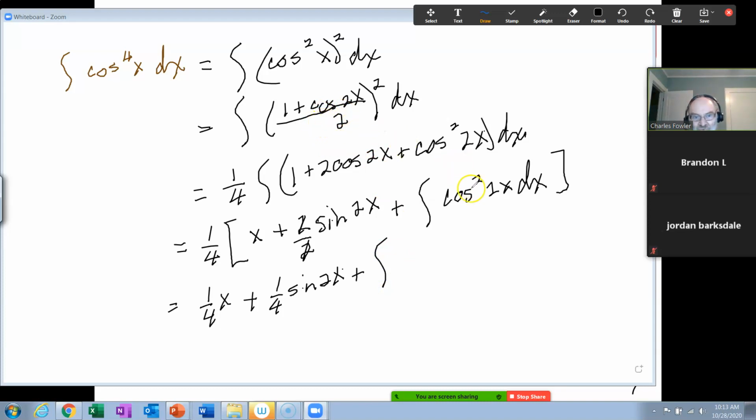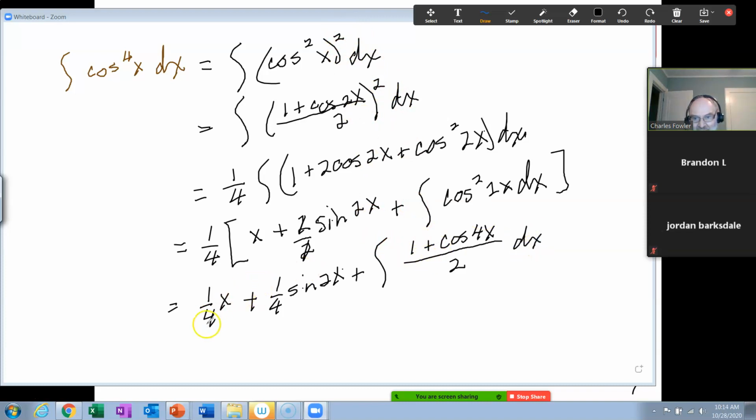We're going to change this square to this, when we went from here to here. So this is going to be 1 plus cosine of 4x. It was a 2x here, and we double that, so that's going to be a 4x, over 2. Now, we don't have to square this, because that's where that square came from. So all we've got right here is dx.